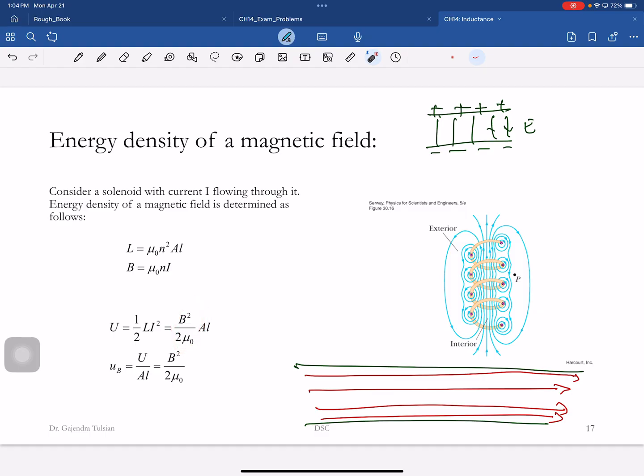So the total energy stored in the inductor is energy per unit volume times the volume of the inductor, which is equal to that. So again, anytime you create electric and magnetic fields, you are storing energy in the fields.